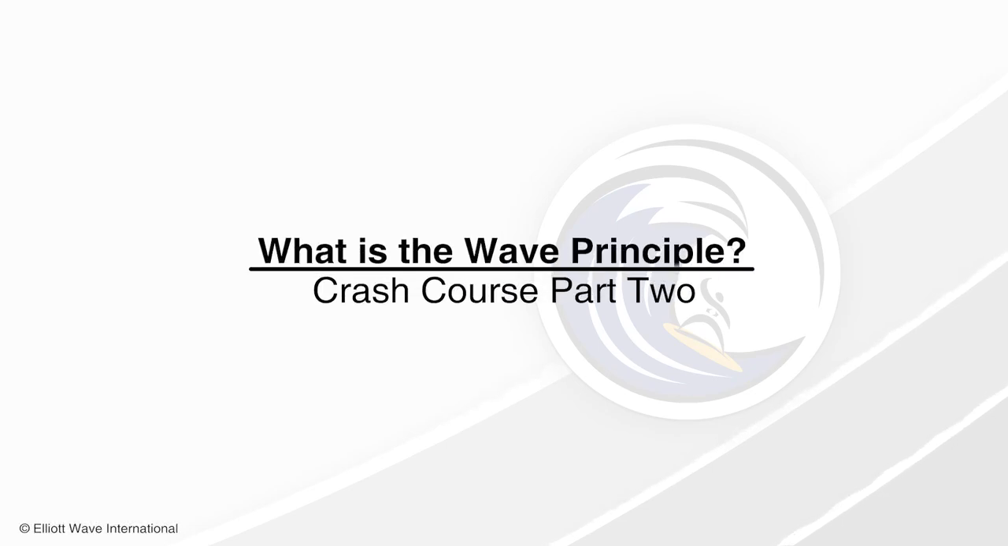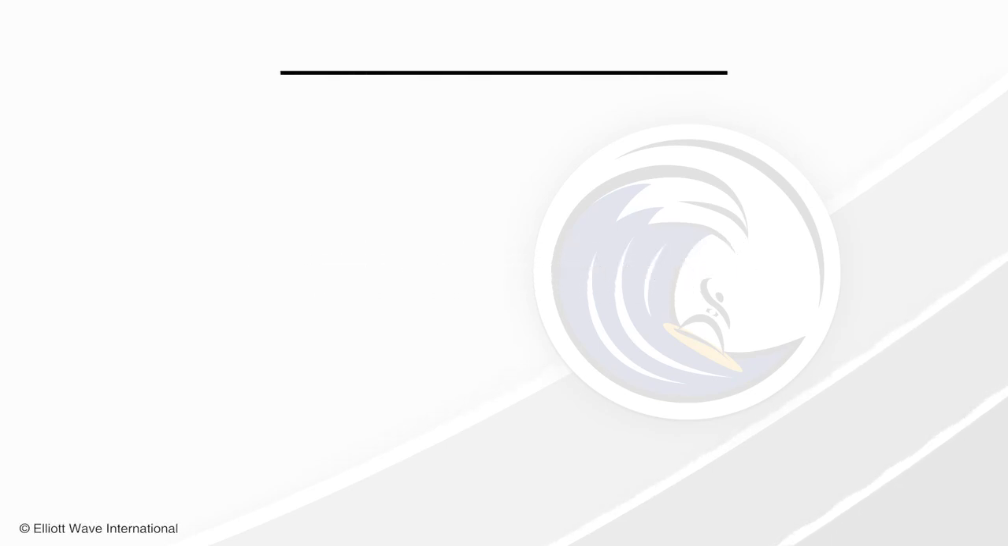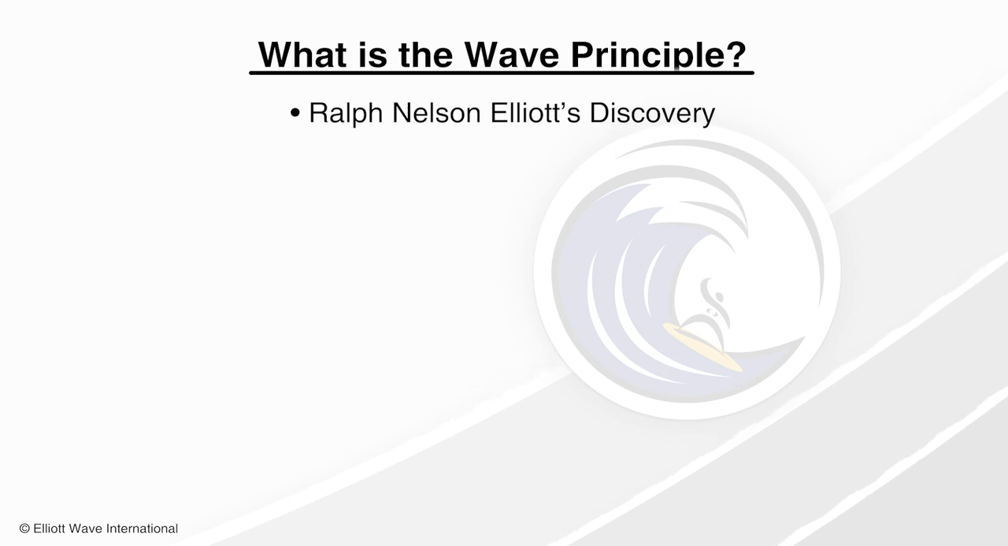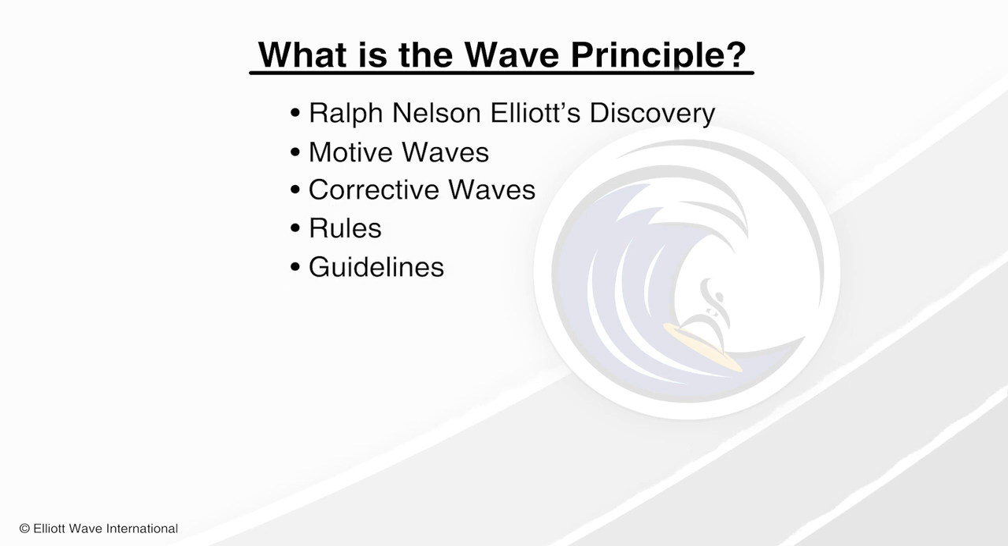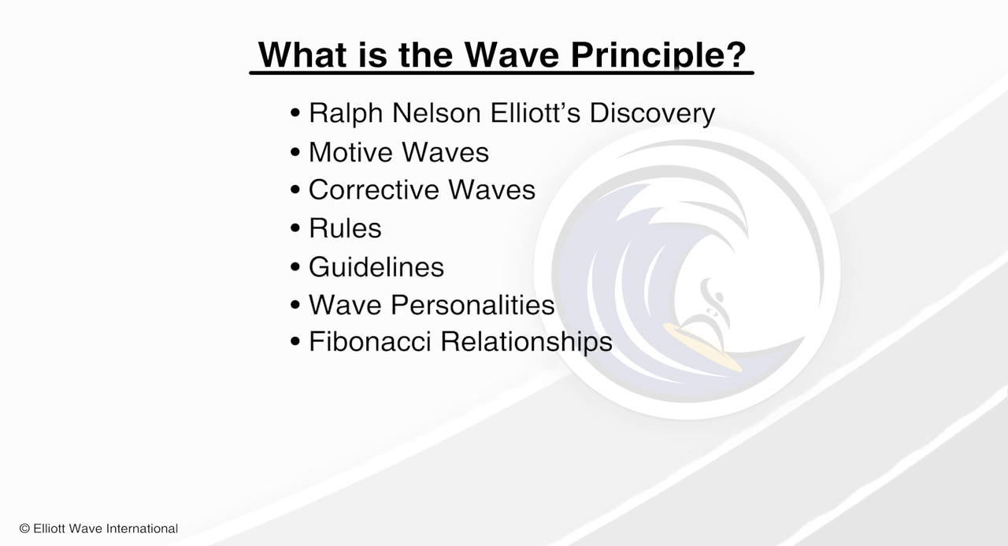In this video, I will be talking about the following. We'll first discuss Ralph Nelson Elliott's discovery, and then we'll talk about motive waves, corrective waves, rules, guidelines, wave personalities, Fibonacci relationships, and then I'll have a summary at the end of the key points that I covered.